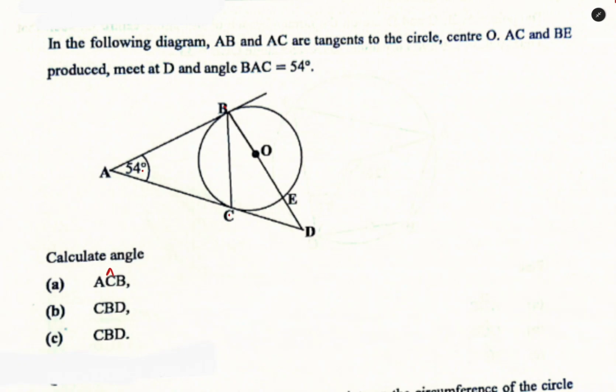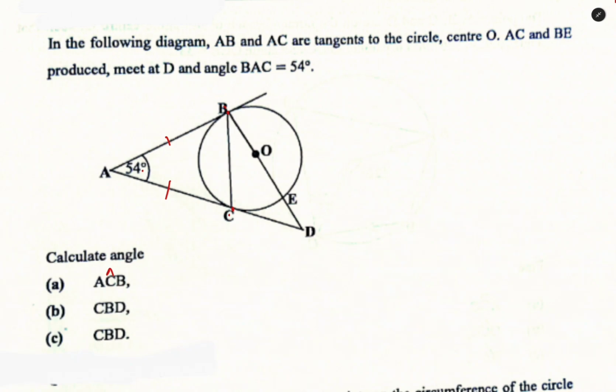One thing that you should know is that if you have two tangents from an external point of a circle, the distances from that point to where the tangents touch the circle are equal. When you have equal distances here, you think of the kind of triangle that is formed, and that is an isosceles triangle.